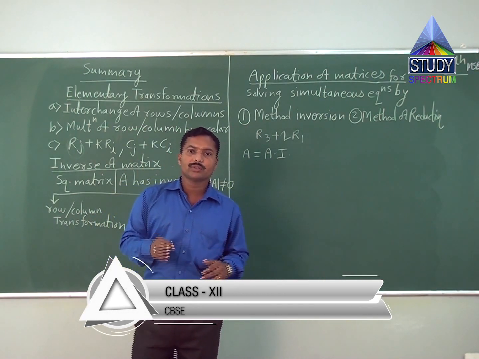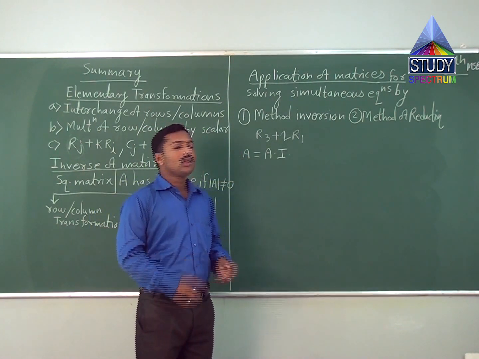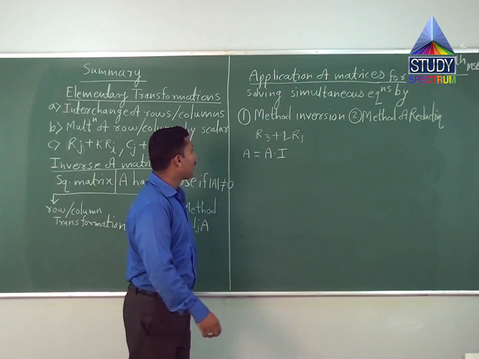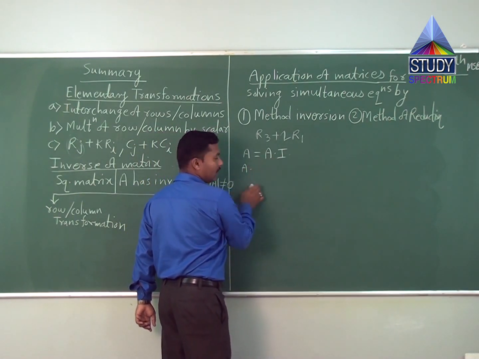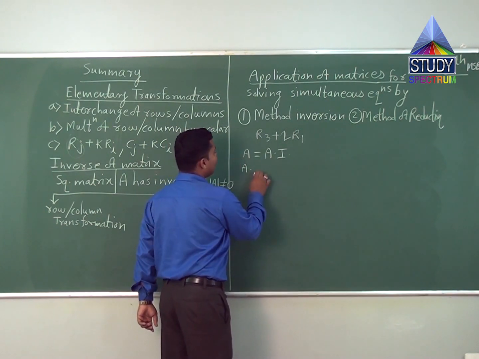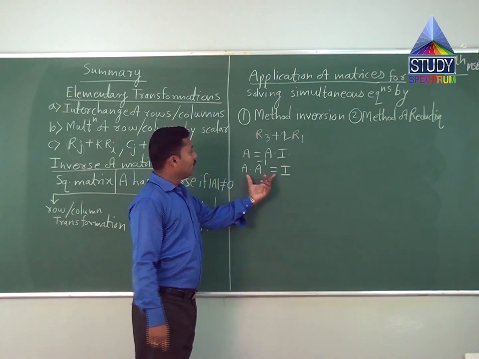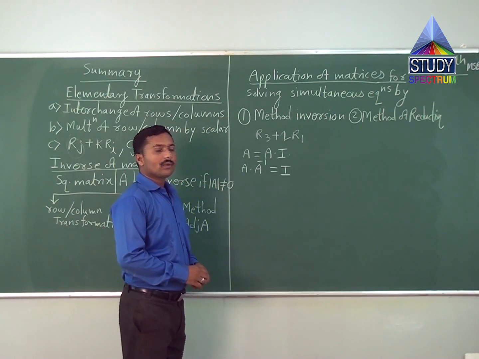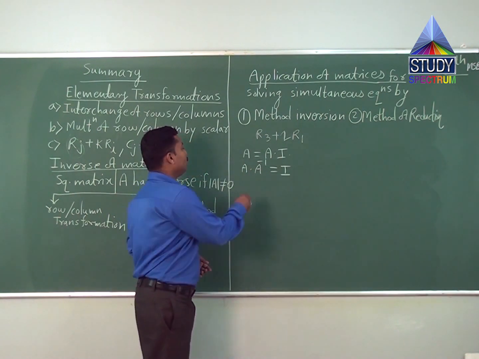इन मेनी बुक्स, इन CBSE बुक आल्सो दे यूज दिस फॉर्मूला. आल्सो आपका जो फॉर्मूला है, क्या है? A इंटू A इनवर्स इक्वल टू I, A शिफ्ट टू द राइट, लेफ्ट हैंड साइड A इंटू A इनवर्स इक्वल टू I. इसका भी यूज कंटिन्यूस करके आप क्या कर सकते हैं? A इनवर्स फाइंड कर सकते हैं.